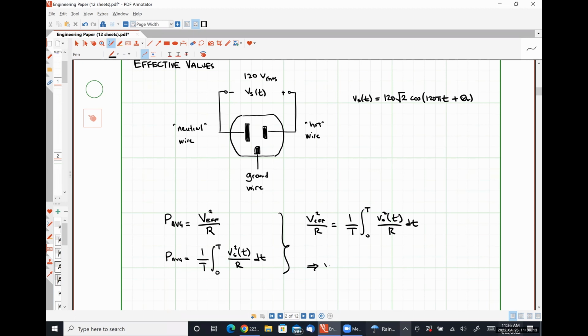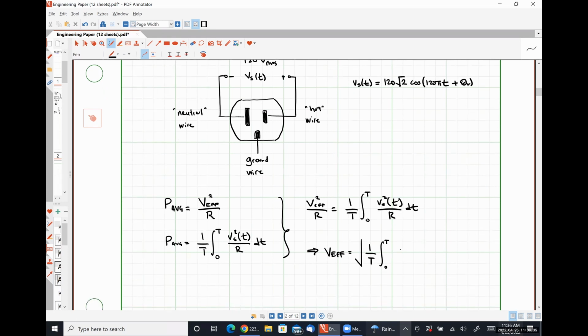And we find that our effective value is then the square root of 1 over T times the integral from 0 to T of Vs of T squared dt.